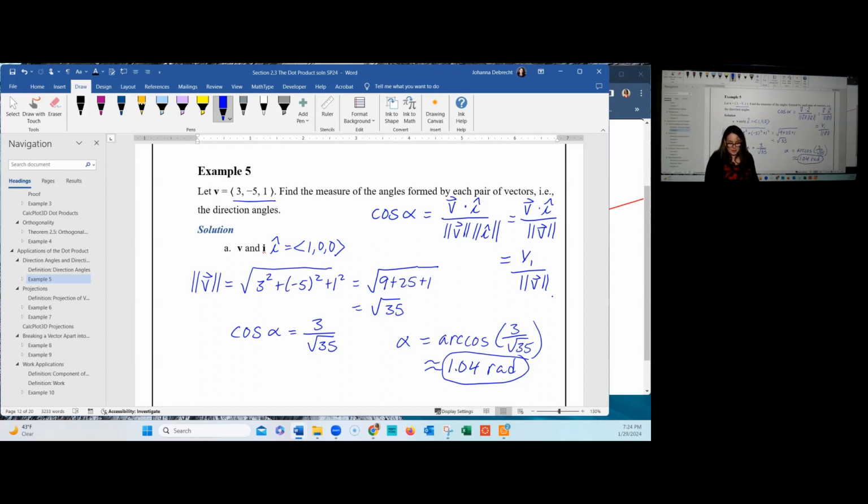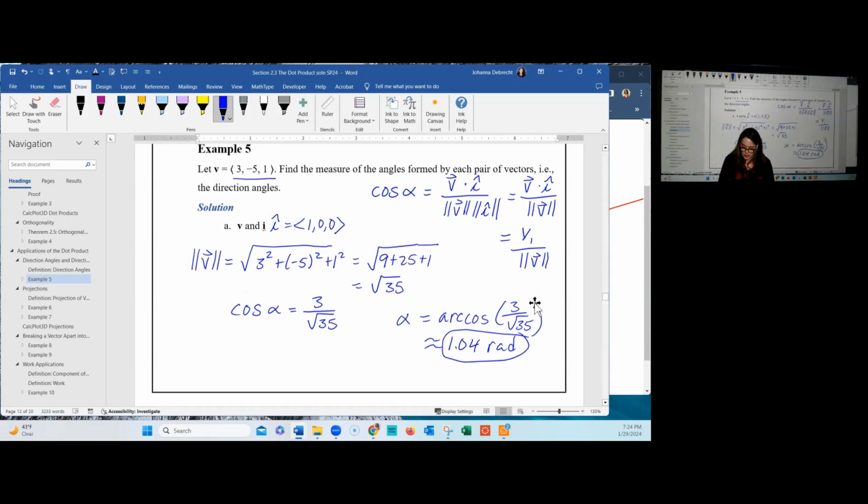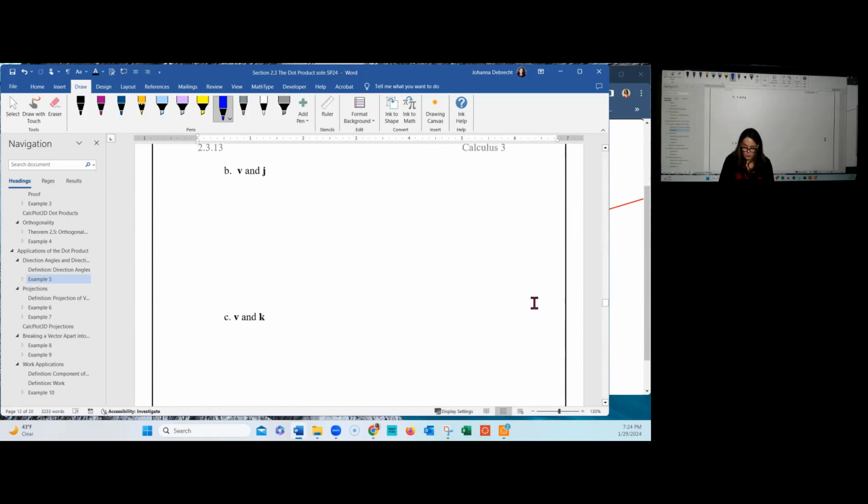Okay, so now I'm going to turn you loose at home. Go ahead and pause the video and work out finding the second 2 direction angles, beta and gamma. Remember that when you use J, it's 0, 1, 0, and K is going to be 0, 0, 1. Pause the video now.